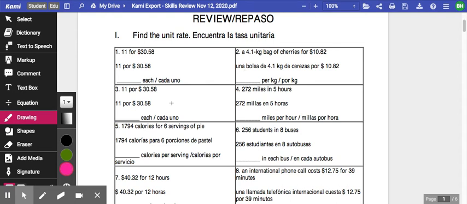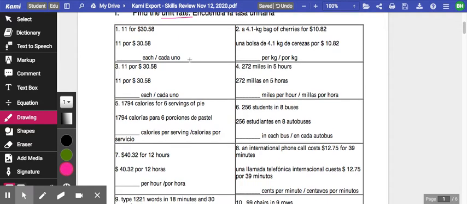Okay, so review for the exam tomorrow. This first part is going to be all about unit rate. Remember, that's when we're taking the ratio and we're putting it over 1.